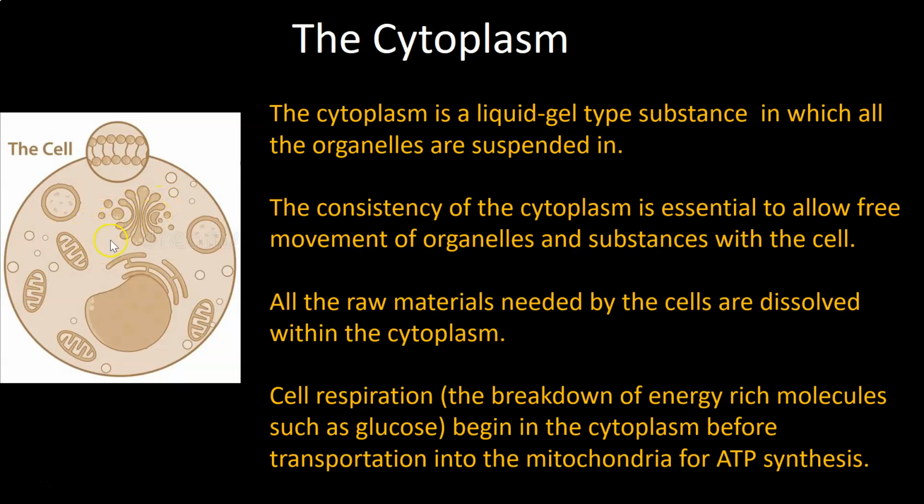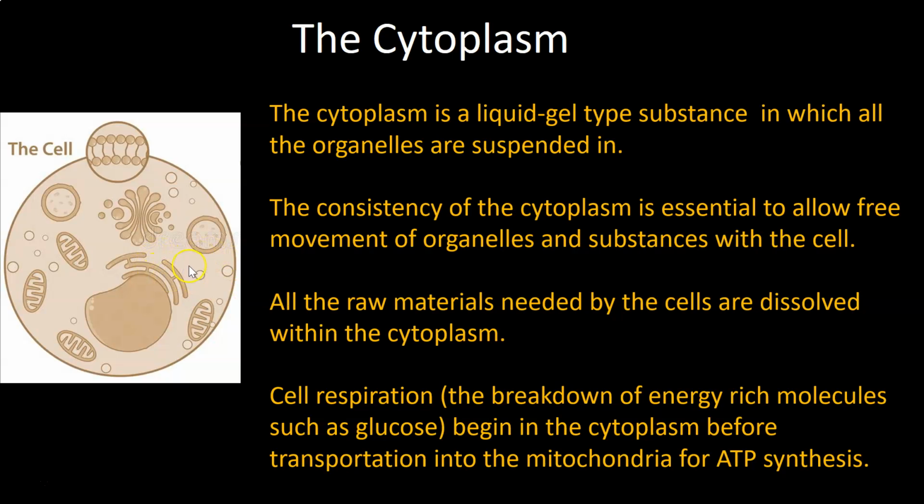So the consistency of the cytoplasm is important, and this is when things like dehydration come into play. If a person is dehydrated, the gel-like substance, the cytoplasm, becomes a bit more viscous, and that can be quite dangerous to cells.